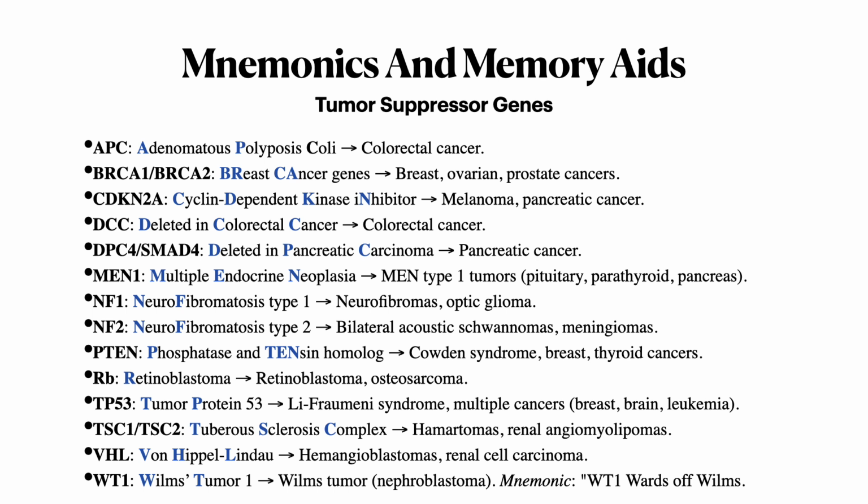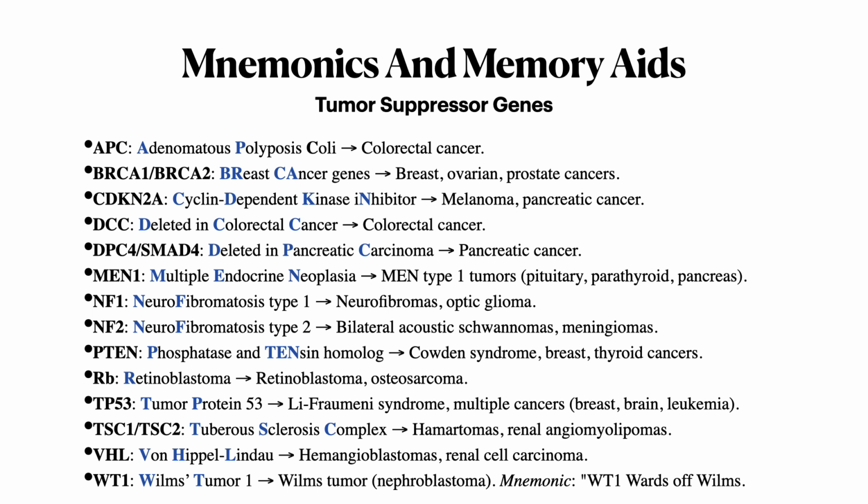And NF1, that is neurofibromatosis type 1 and type 2. In type 1, the associated neoplasias are neurofibromas and optic glioma, and in type 2, bilateral acoustic schwannomas and meningiomas are affected. And PTEN is phosphatase and tensin homolog, and it is found in Cowden syndrome and breast and thyroid cancers. And R for reti and B for blastoma, so retinoblastoma, and also in osteosarcoma.